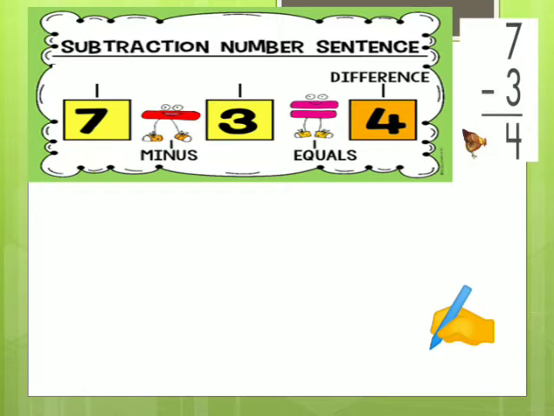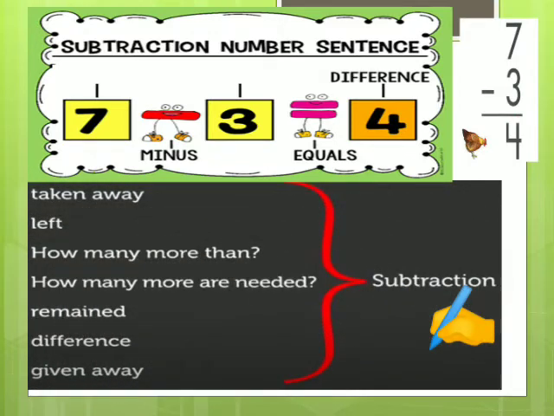And what is the answer called? The answer is called the difference. Here 4 is the difference. Now whenever we do subtraction, we come across these terms. Taken away, left, how many more than, how many more are needed, remained, difference and given away.